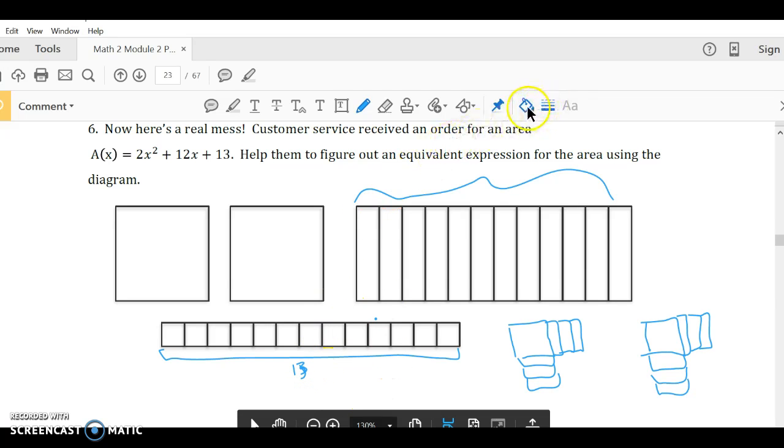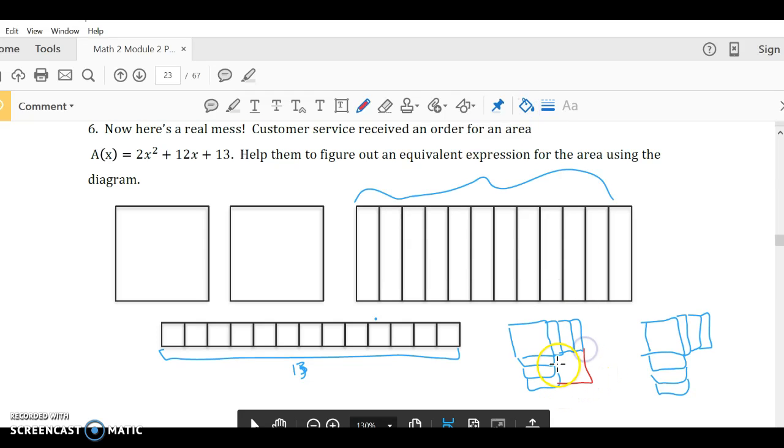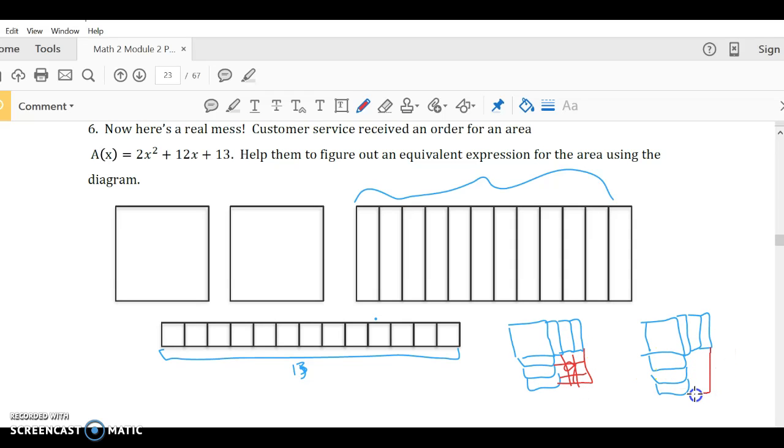But when we look at the diagram to complete the square, how many do I need? Right, I have 3 rows by 3, which tells me I need 9 here, and then I would need 9 here. So I need 18. Okay, but I only have 13 to distribute.